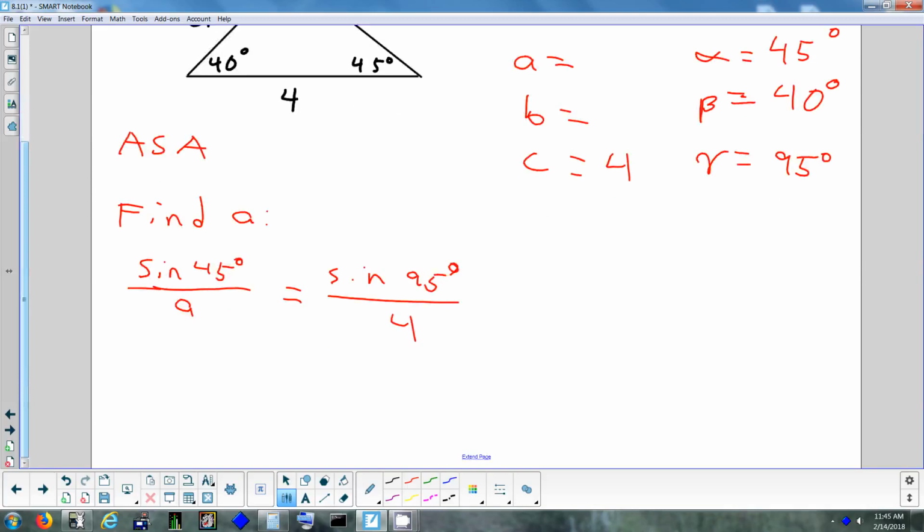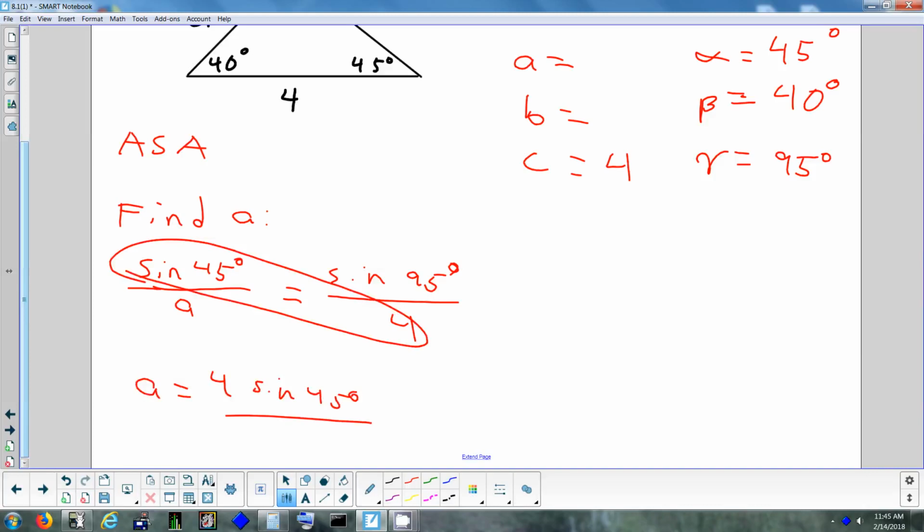And now we cross multiply. Can someone tell me, when I cross multiply, to get A by itself, A will equal what times what divided by what? 4 sine 45, and then divided by sine 95. So you did the step in the middle where you put it equal, that's fine. Then you'd have to do one more step that we just did.